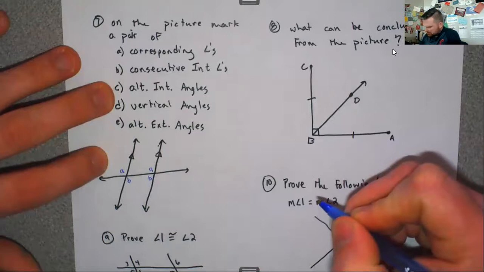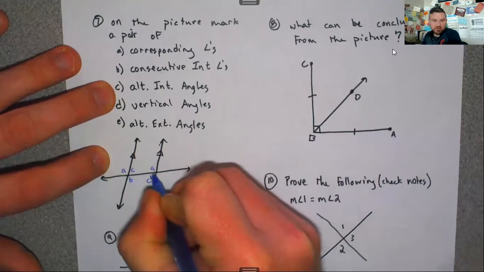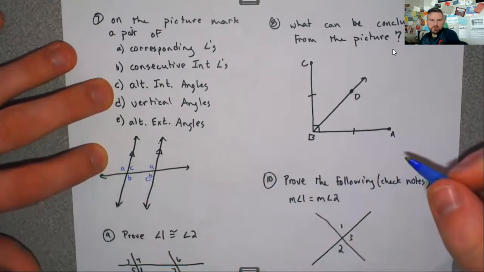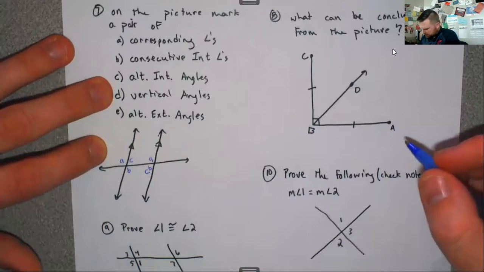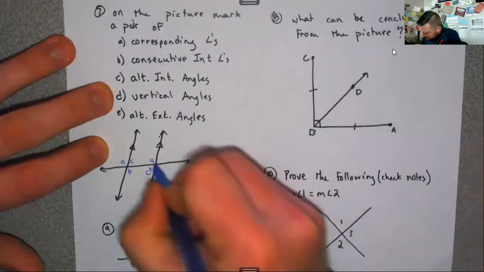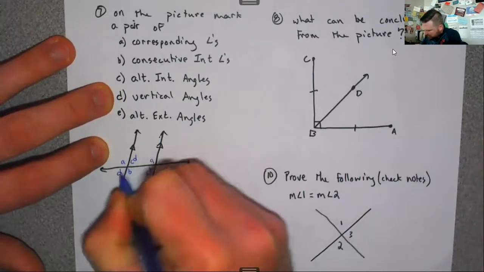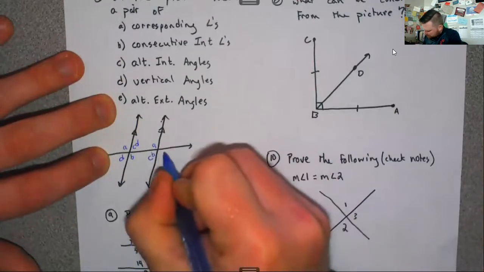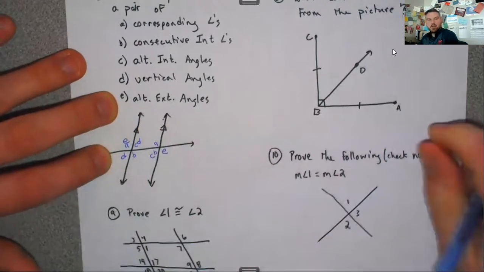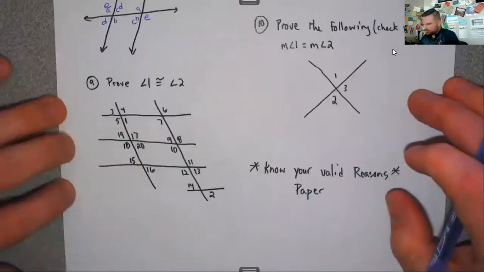Alternate interior angles. So I'm going to put a C here and a C here. So I'm talking about this angle. Some of your letters will double up, and that's okay. Vertical angles. So let's put a D here and a D here. So those are vertical angles. Alternate exterior angles. So alternate, so E and E. Okay, again, you could have different angles on there. This is just what I'm doing here.